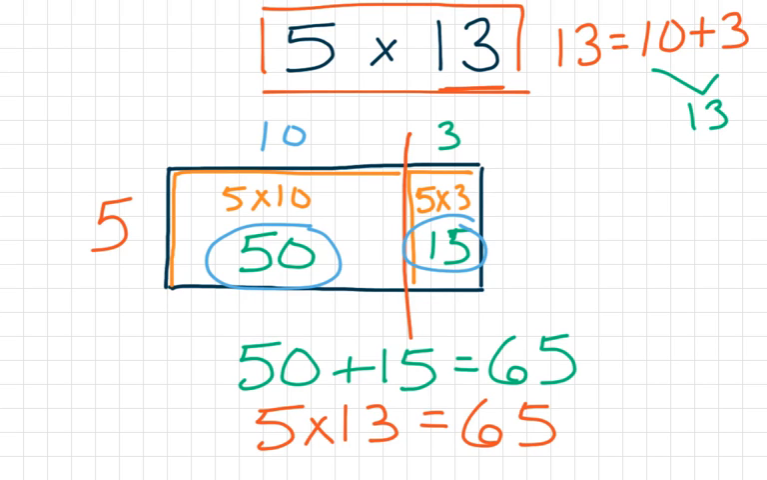And I found 65 by expanding my number 13 into 10 and 3. I then labeled my rectangle. 5 was my height, 10 and 3 were my width. I found the area of each individual rectangle. I multiplied 5 times 10, 5 times 3, and then I added the partial products up. Let's go ahead and try another problem.